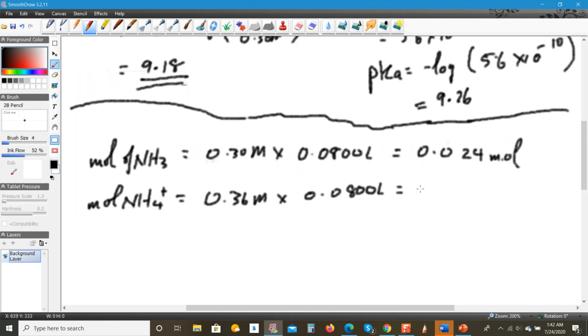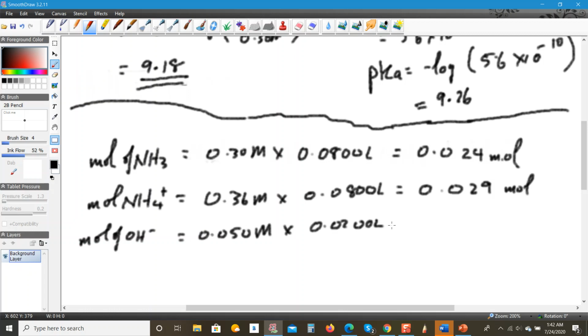So that would be equal to the molarity, which is 0.050 M, multiplied by the volume, which is 0.0200 liters. And that would be equal to 1.0 times 10 to the minus 3 moles, all right? So those are the mole values initially in this system when the base is just added.